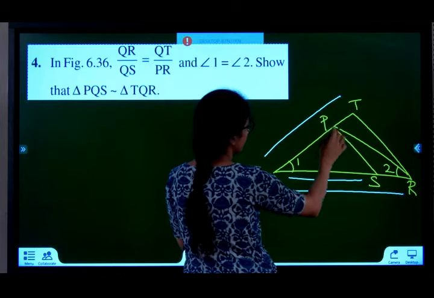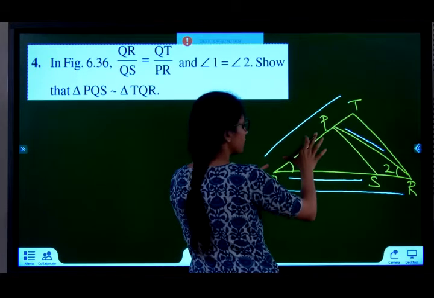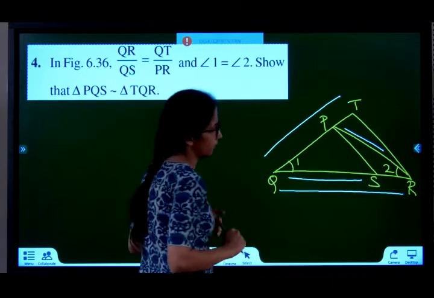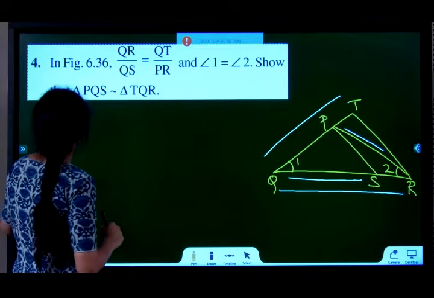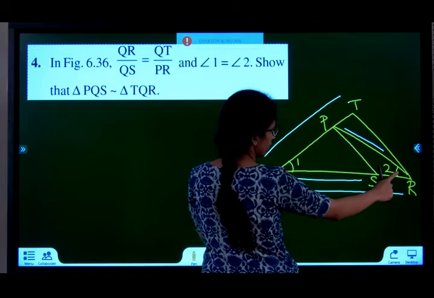QT by PR. See, if it was QT by QP, what would happen? We get these two sides parallel, but they have not given that. Show that, and angle 1 equals angle 2. Angle 1 is equal to angle 2.